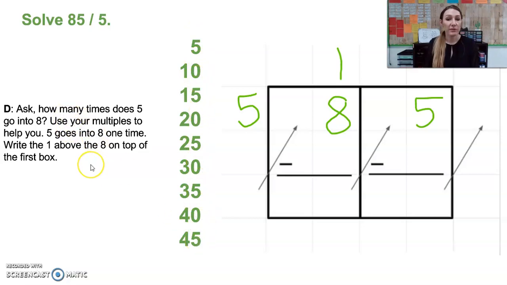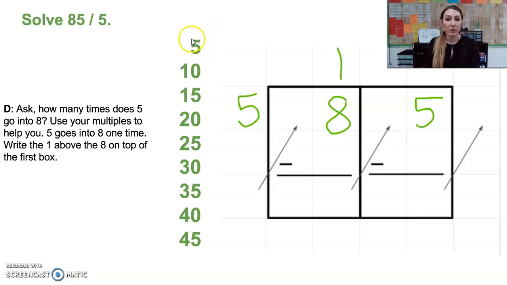And then I'm going to divide. That's my first step of division. I need to ask myself, how many times does 5 go into 8? So I can look at my multiples and I want to find a multiple of 5 that is as close to 8 as I can get, but without going over 8.